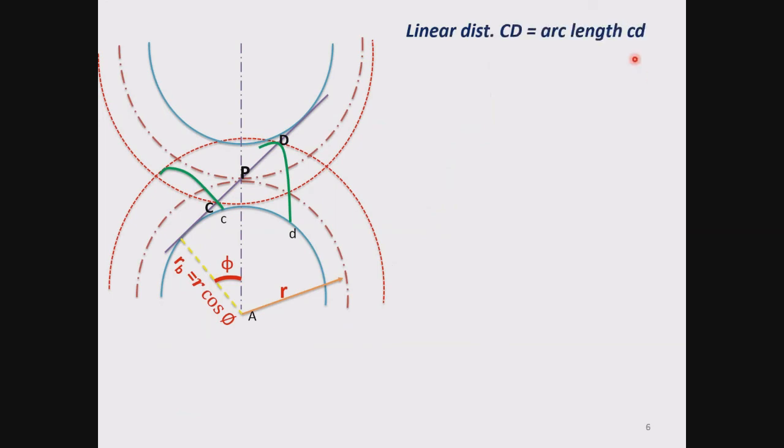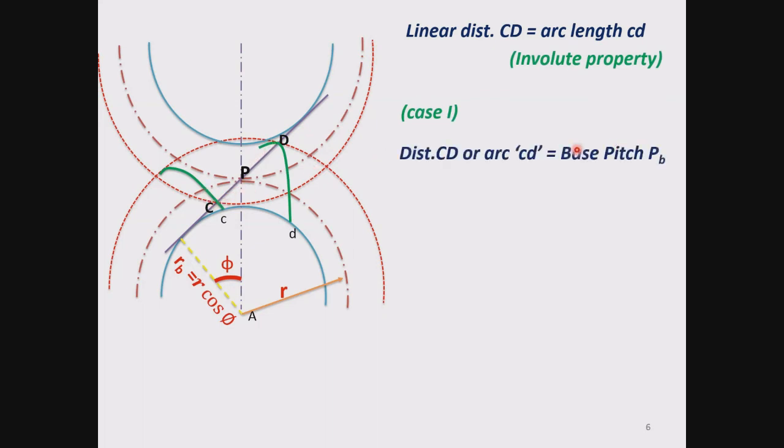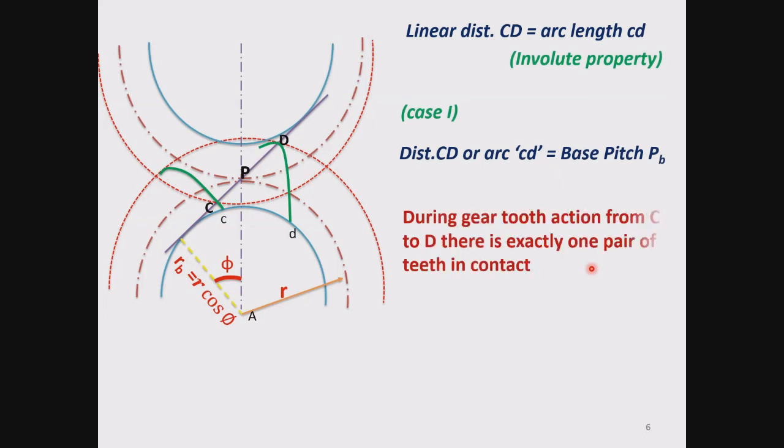Now consider case 1. If the linear distance CD, or arc length CD, is equal to the base pitch. So consider case 1, linear distance CD is equal to the base pitch. Now if this is the case, there will be exactly one pair of teeth in contact during the gear tooth action.